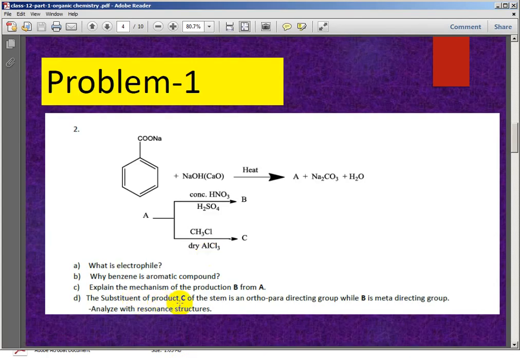The substituent product of C is ortho-para. The incoming substituent group will attach to the ortho-para position. And B is a meta directing group. B, nitrobenzene, is a meta directing group, and toluene is an ortho-para directing group. Analyze with reasons. Okay, wait.